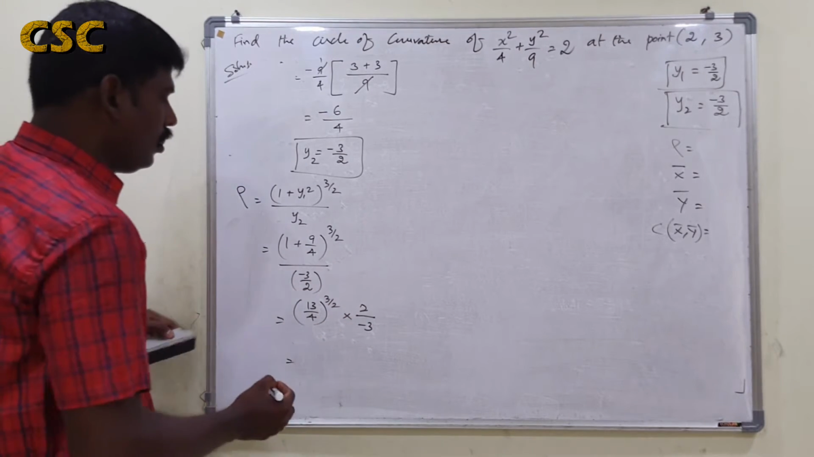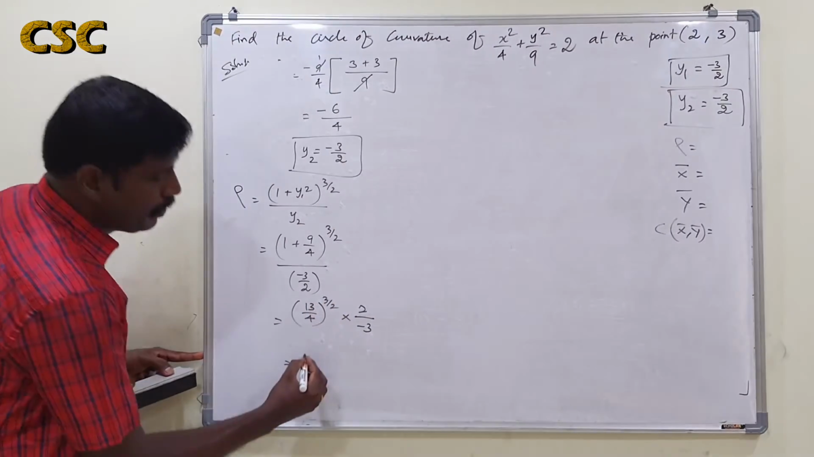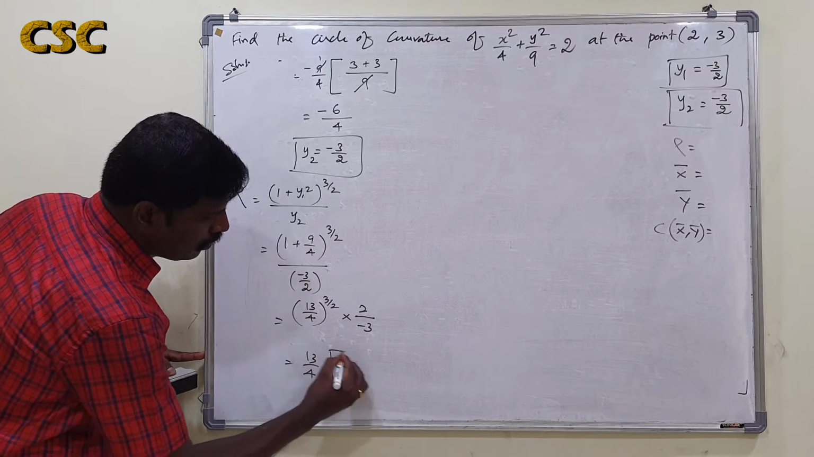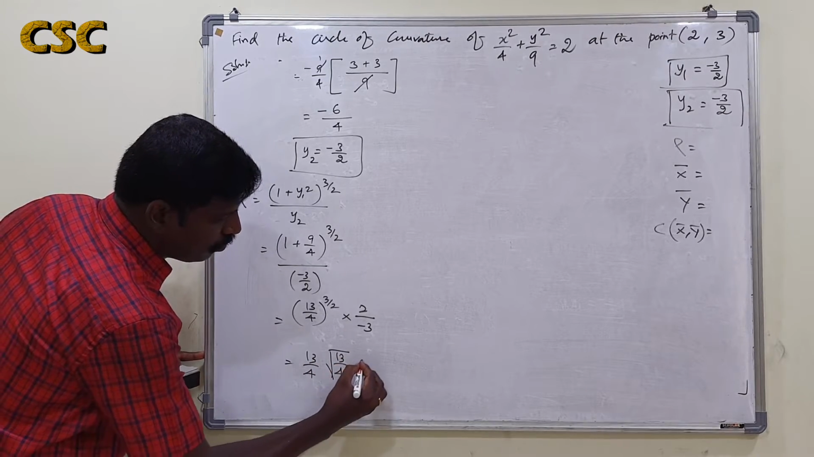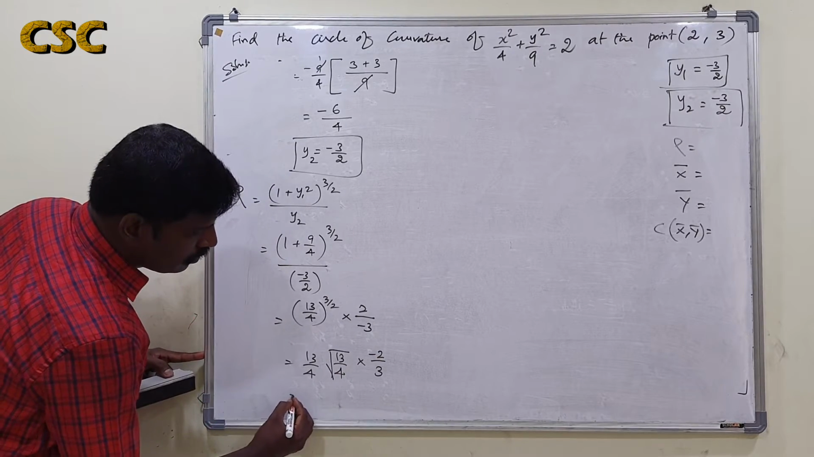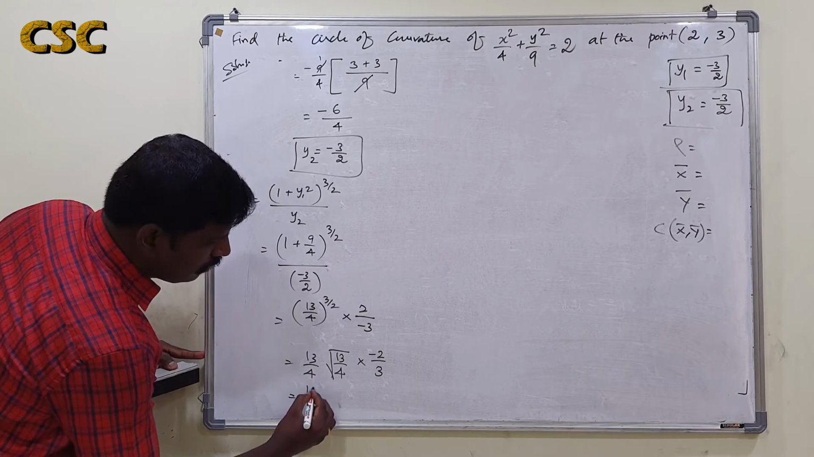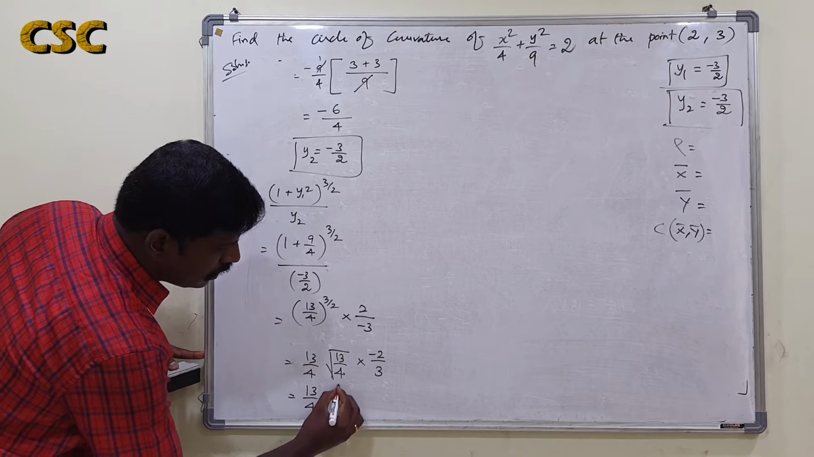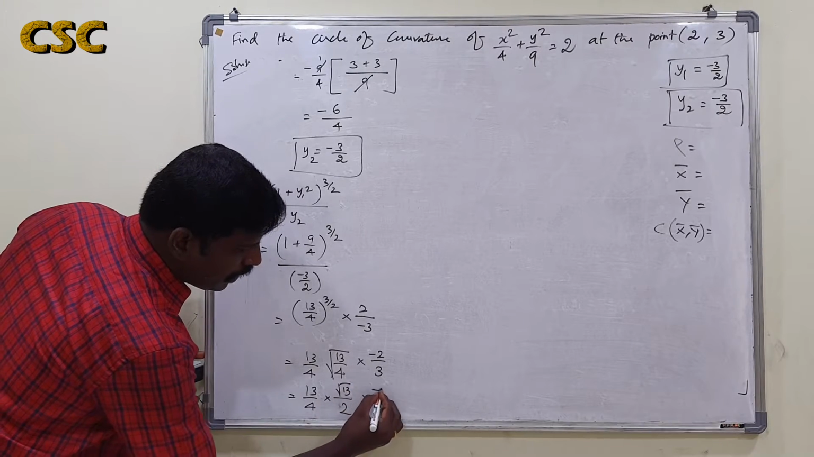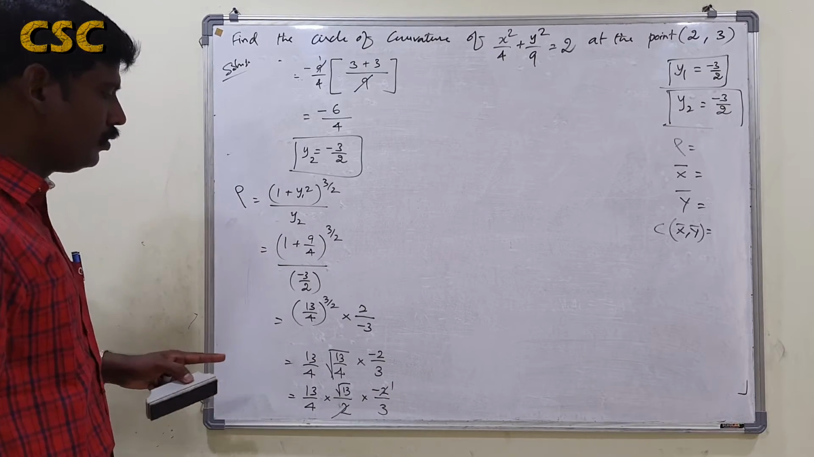How do we simplify this power 3 by 2? 13 by 4 to the power 3 by 2 can be written as 13 by 4 into root of 13 by 4, into minus 2 by 3. This can be written as 13 by 4 into root 13 by the root of 4, which is 2, into minus 2 by 3. We can strike out this 2 with this.